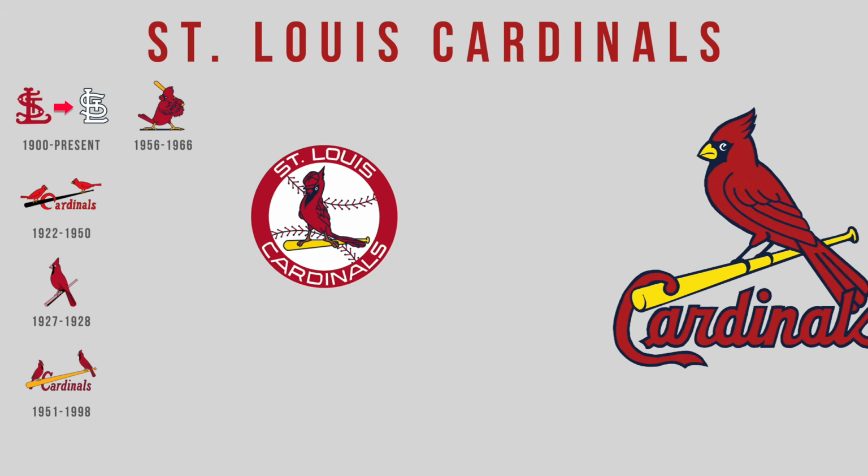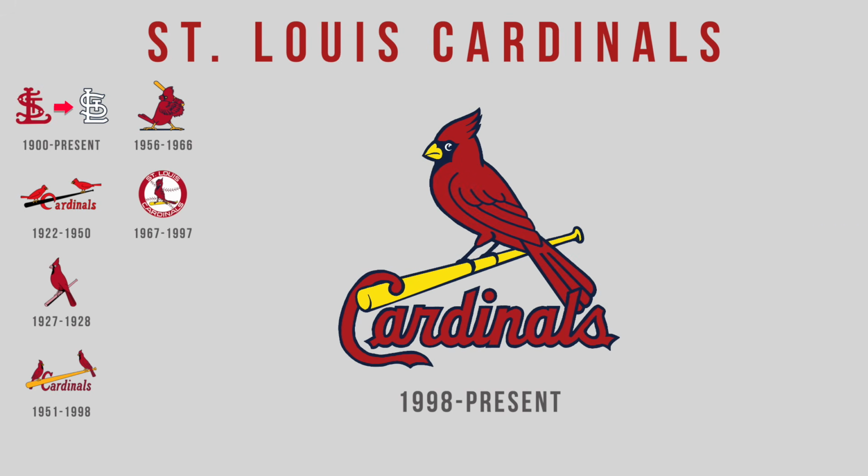Finally, in 1998, the team logo returned to the familiar cardinal on a bat with the team name underneath, a one-bird version of the same logo that is across the team's uniforms.